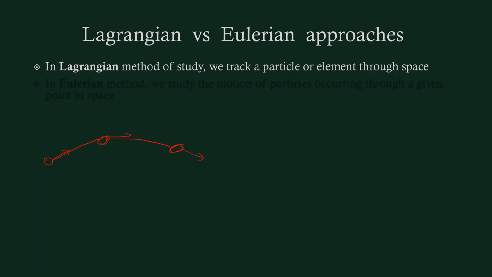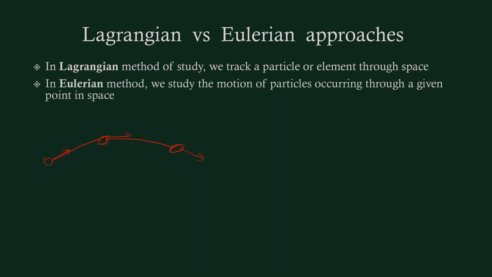On the other hand, in Eulerian method, we study the motion of particles occurring through a given point in space. It may not always be a point. Instead of a point, we generally choose a volume. It may be a small volume, it may be a considerably larger volume. So in that particular volume that we have chosen, what is happening to the particles that are moving into and out of that volume? That volume is also called control volume. Sometimes instead of a volume, we simply choose a cross-sectional area.